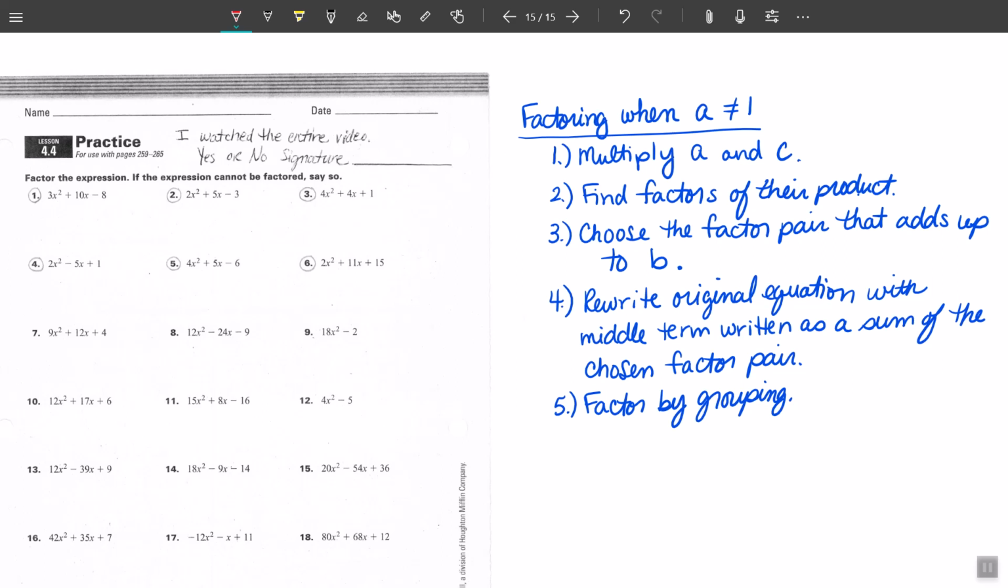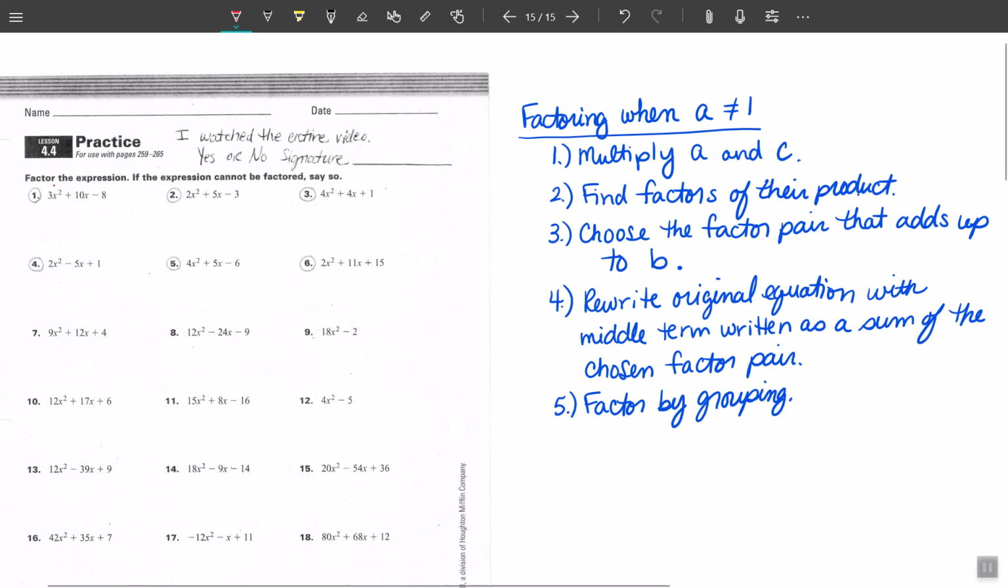All right, well, we're going to move right on in this lesson to factoring quadratics when a does not equal 1. So in number 1, you can see that the a value is 3. And in the previous lesson, all of our a values were 1. So it's more common to not have a be 1. So we need to learn how to do it when it is not.